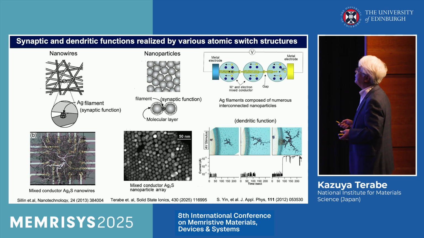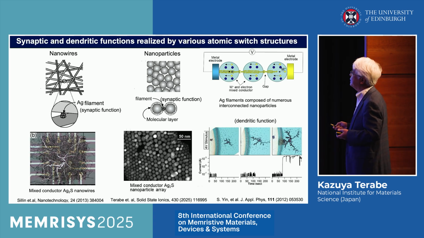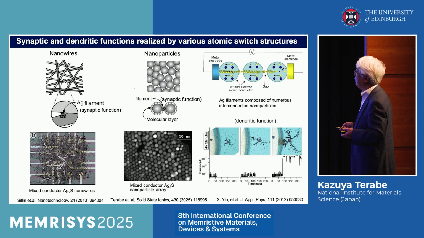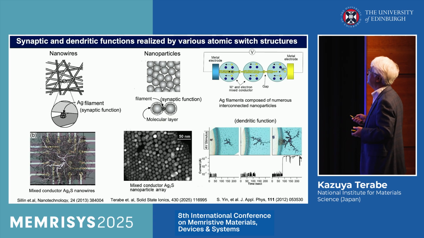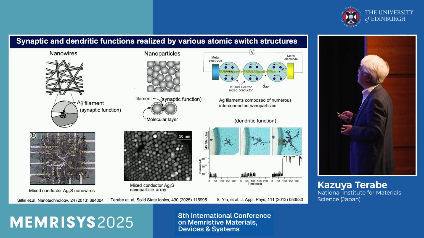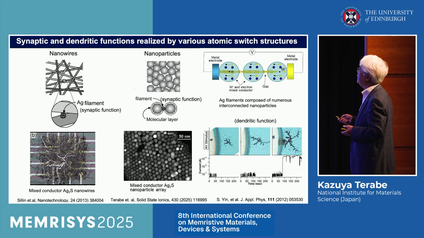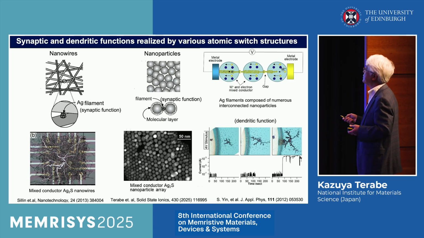So we fabricate the synapse and the dendrite function realized by various atomic switch structures. One is a nanowire structure. This is fabricated by Professor Jim Jemski. And also this is a nanoparticle. This is a mixed conductor silver sulfide nanoparticle, the size is about 20 nanometers. Such a nanoparticle is covered by a molecular layer, and this forms the atomic switch.